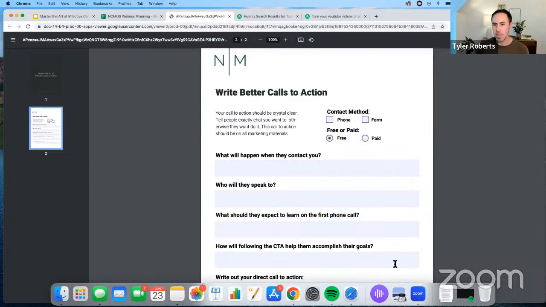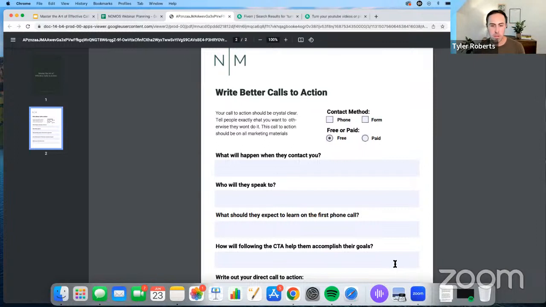We also want to know whether it's free or paid. So are we going to advertise this as a free consultation or a paid consultation? If it's paid, maybe we brand it and talk about it being like a strategy call, and they're going to leave with a packet of information that's going to help them take the next step. We also want to write out what's going to happen when they contact you. So will they talk to an intake specialist? Will they talk to an attorney? Will they schedule a consultation, or will they jump straight into the consultation? Who will they speak to? So again, intake specialist, receptionist, an attorney, a paralegal. Who is it that they're going to be communicating with once they contact the firm?